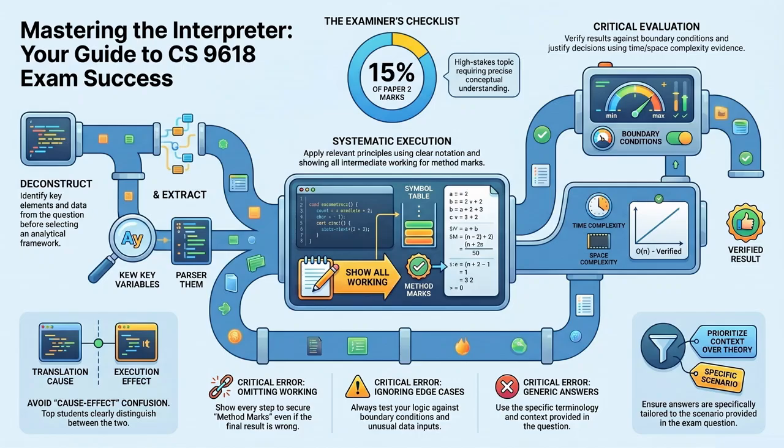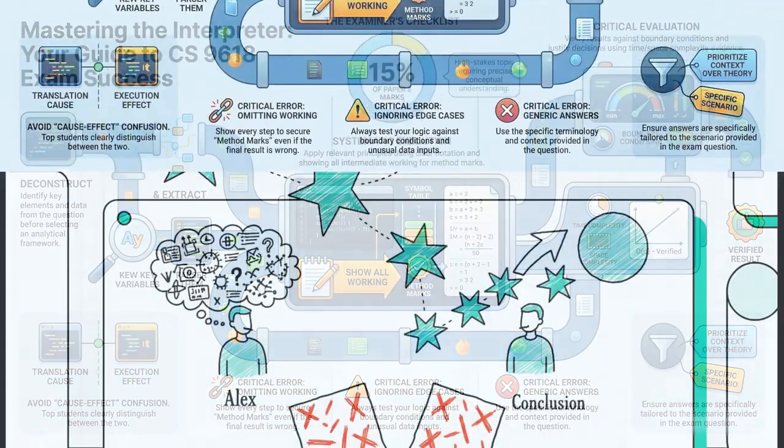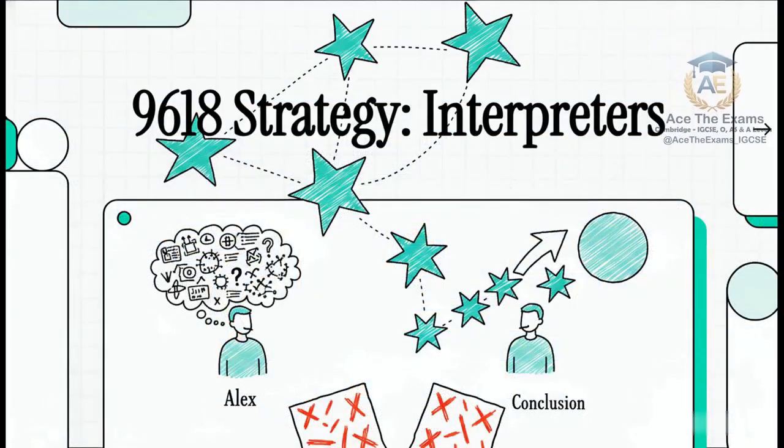Let's set the scene. You are sitting in the exam hall, the clock is ticking down, the pressure is on, and you flip the page to a classic Cambridge Computer Science past paper question. Maybe it's a Legacy 9713 paper, or maybe it's your current syllabus. Your heart sinks a little, or maybe it races, because it's a massive, multi-part question all about interpreters.